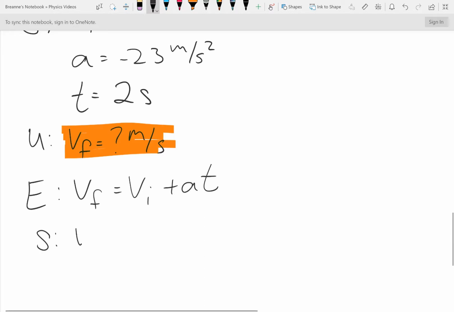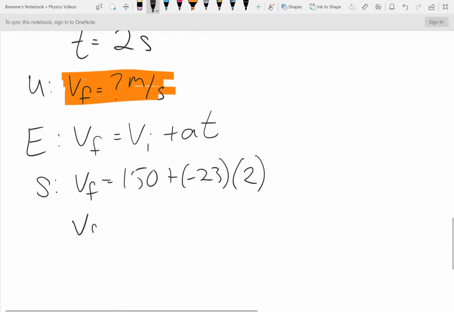We substitute. We're looking for v final. Our v initial is 150 plus our acceleration, which is negative 23, times our time, which is 2. Again, at this point in time, we are done with physics. It's purely algebra. So think about PEMDAS. So you have to multiply first. So you do 23 times 2, which gives you 46. Now that negative means instead of adding, you're going to end up subtracting. So you're going to subtract 46.